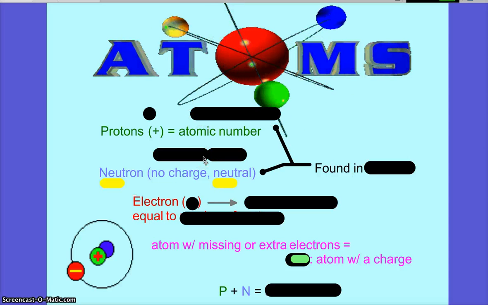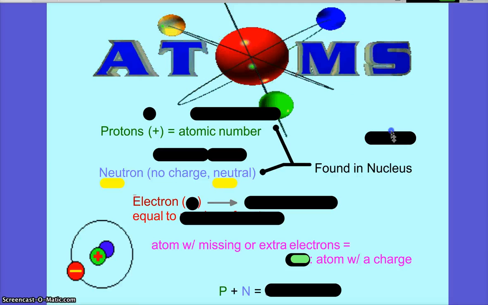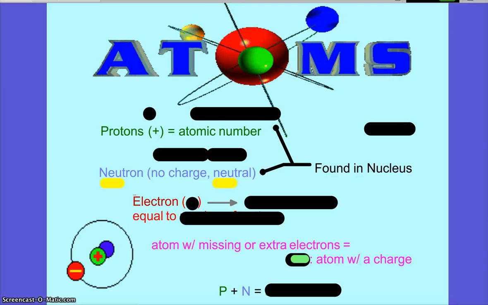Where are my protons and neutrons found? Raise your hand if you could tell me that. Lily, you're right. It's found in the nucleus. All right. So we've got protons positive. They're equal to the atomic number. Neutrons, no charge. Neutral. And both of those are found in the nucleus.